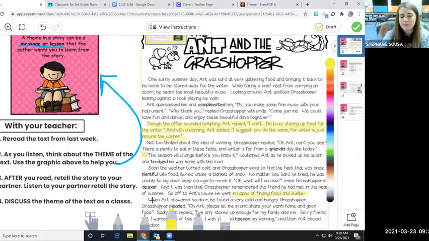Let's keep reading. When Ant answered his door, he found a very cold and hungry Grasshopper. Grasshopper pleaded, "Oh, Ant, please let me in and share your warm home and good food." Sadly, Ant replied, "I've only stored up enough for my family and me. Sorry, friend. I warned you that this day would come. I wish you had heeded my warning." And then Ant closed the door.